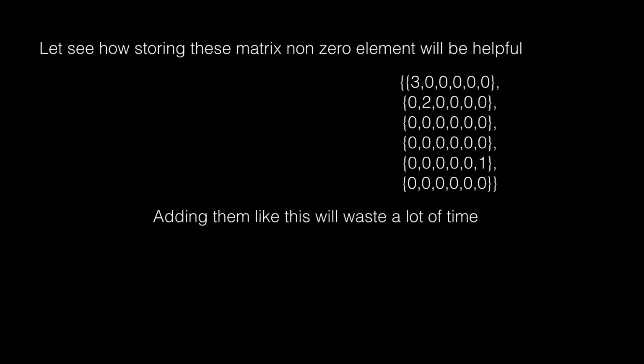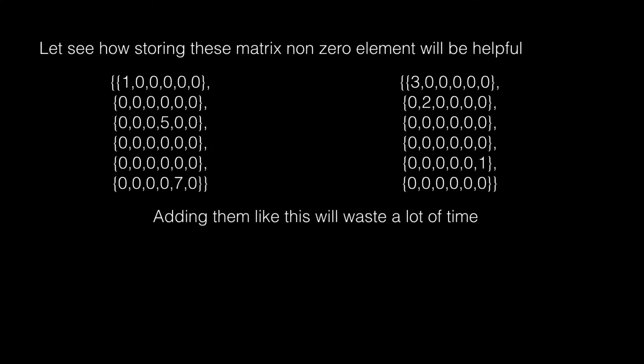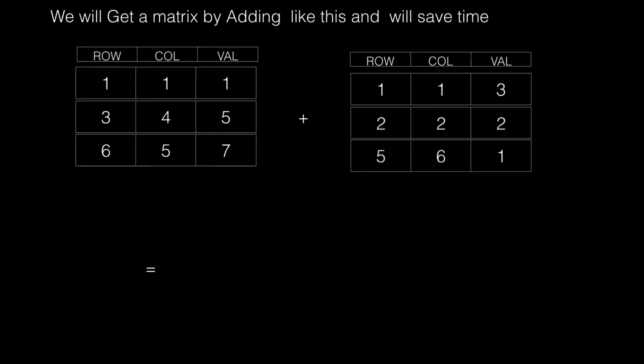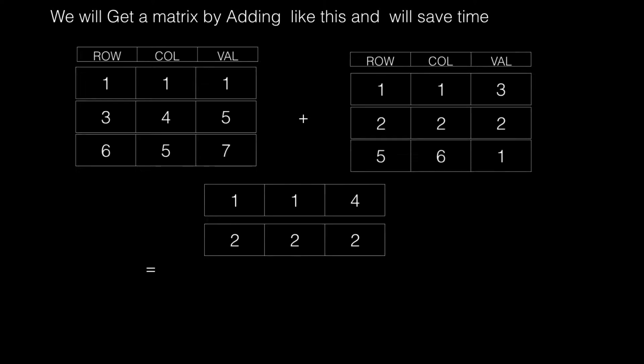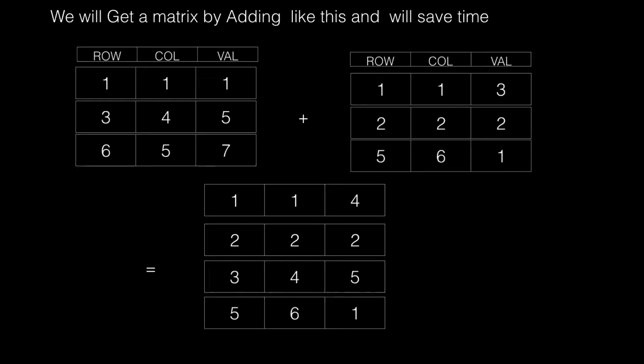Now let's add 2 matrices. So you have another example of matrices with barely any non-zero elements. Adding them the traditional way will waste time and effort and energy. So we will add them like this. This makes it so easy. If the rows and columns are the same, we will just add the values. On the other hand, if the row is smaller, we will place the smaller one first. If the rows are the same, then we compare the columns. If the column is smaller, we will place that one first, then the next one. So we'll be iterating through the rows of these matrices and adding them or placing them as we go.